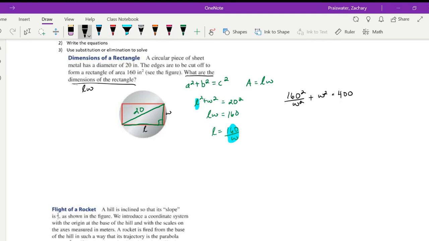Okay, and then we have this equation where w squared's on bottom, so we have to get rid of that. So let's multiply both sides by w squared. And that will give me, numbers are getting big here. It's 160 squared, the w squareds cancel, plus w to the fourth is equal to 400 w squared.